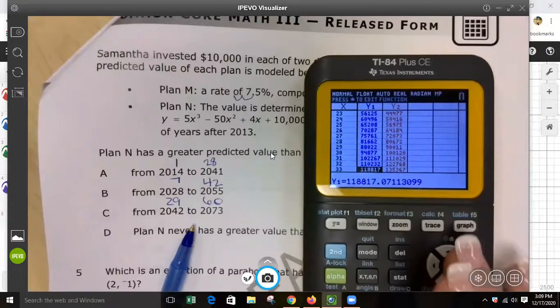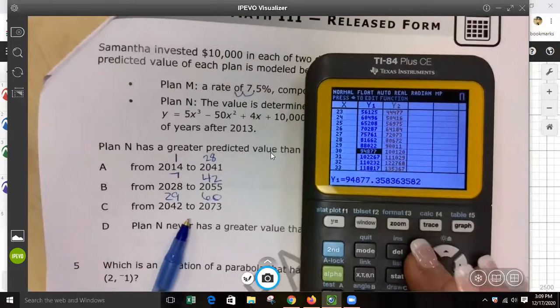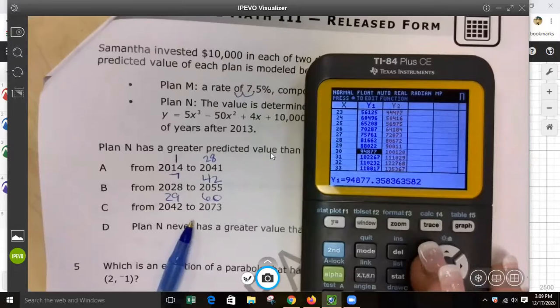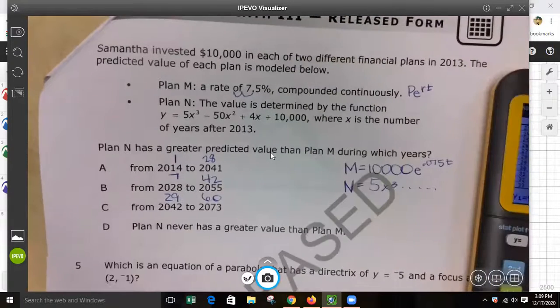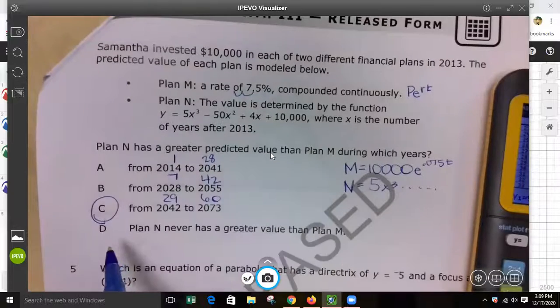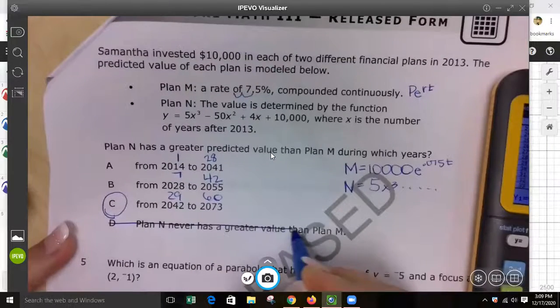Don't let me lose you. Look at the values of blue compared to the values of red. Which one's littler? The blue one. Yeah, so that's the one that we want. So it's going to be C. This one said Plan M never has a greater value, and you know that's not the case.